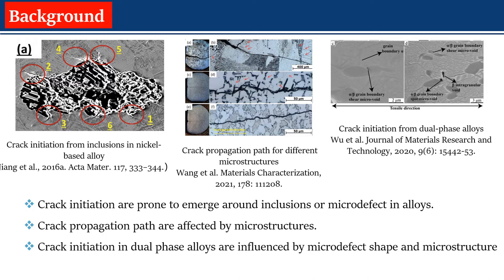If we focus on dual phase alloys, it is found that the alpha beta phase, the so-called lamellar structure, plays a very important role in predicting crack initiation. So, to quickly summarize, crack initiation is prone to emerge around inclusions or microdefects in alloys. Also, it is affected by microstructures. Crack initiation in dual phase alloys is influenced by microdefect morphology as well as microstructure.